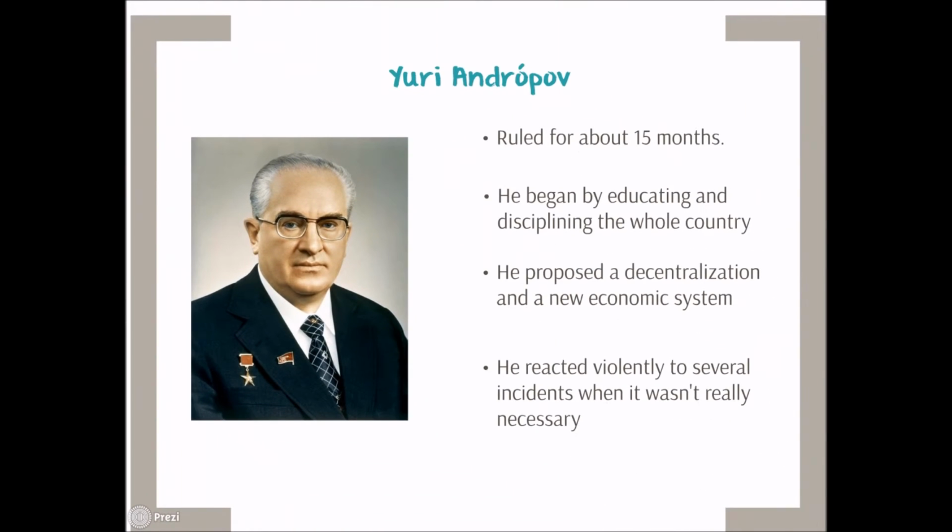Then we have Yuri Andropov, and he ruled for about 15 months. He began by educating and disciplining the whole country, and he established control on the citizens' daily life, raising industrial production a little bit, by 6% in the first 6 months. And he proposed a decentralization and a new economic system, which involved bringing back the agricultural sector. This is because he believed that this was the way the country could grow again. And talking about politics, he decided to set up a new structure of young politicians with new ideas to rescue the system. But one clear mistake he made was to react really violently in several incidents where it wasn't really necessary to react this way.